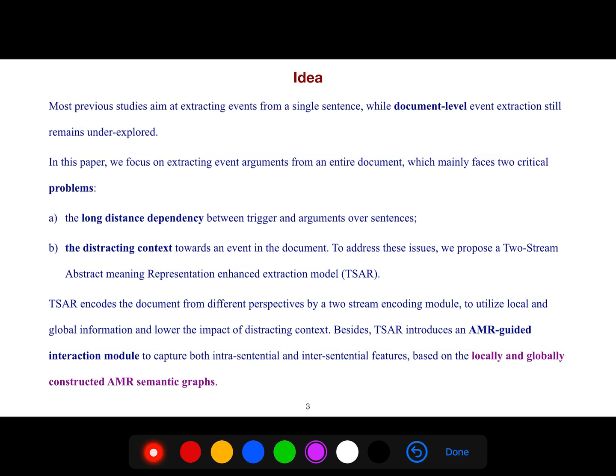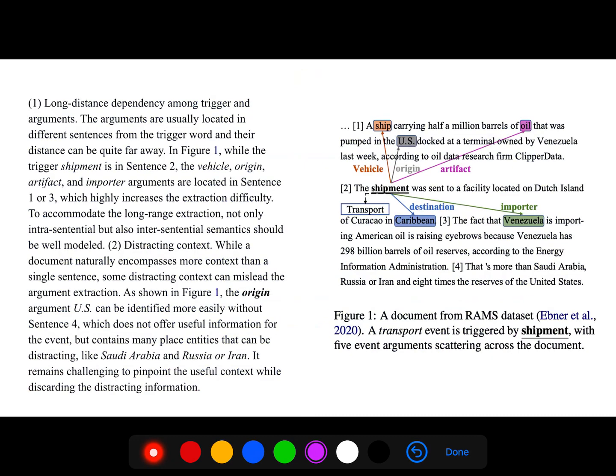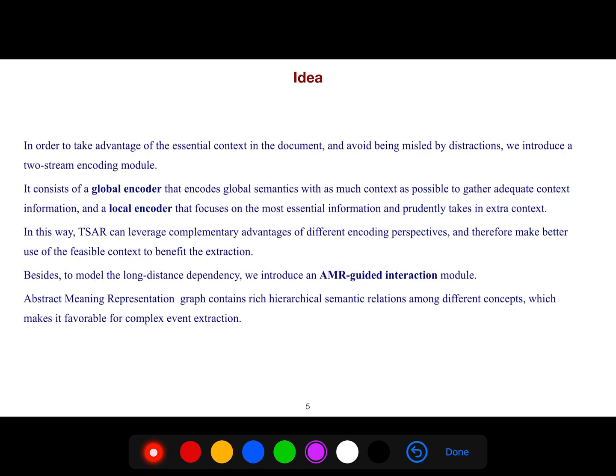Besides, TSAR introduces an AMR-guided interaction module to capture both intrasentential and intersentential features based on locally and globally constructed AMR semantic graphs. So you see here is a document from RAMS dataset, and a transport event is triggered by shipment with 5 event arguments scattering across the document. It's not just one sentence, it's across the document. So the distance between the trigger and entities are very long.